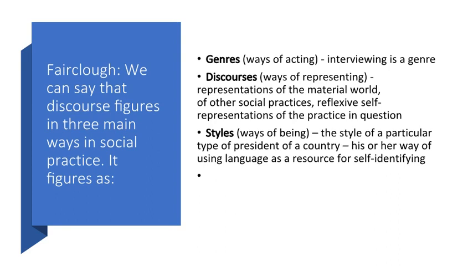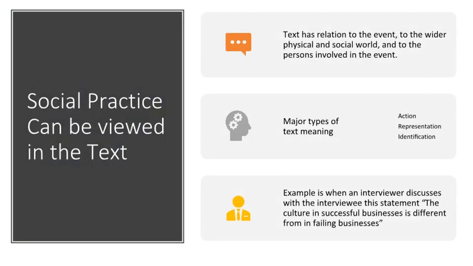An example would be the style of a particular type of president of a country, that is his or her way of using language as a resource for self-identifying. So, social practice will always involve genres, discourses, and styles. Social practice then can be viewed in the text. Text has relation to the event, to the wider physical and social world, and to the persons involved in the event.